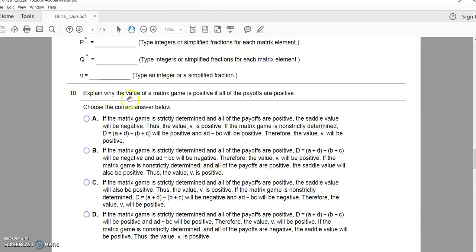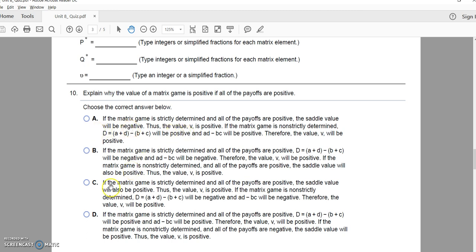So number 10, explain why the value of a matrix game is positive if all of the payoffs are positive. So the payoffs are the entries of the matrix. Each entry is like a payoff. So if all of the entries are positive, when you circle and box those minimum and maximum entries with the rows and columns, if there's a saddle point, in other words, if the game is strictly determined, and all of the payoffs are positive, then the saddle point will obviously be positive. It can't be negative because all of the entries are positive.